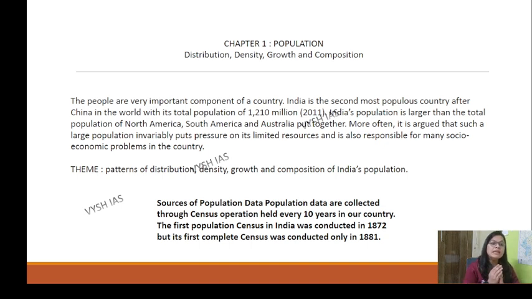As we are talking about geography, when population rises, it puts more pressure on the resources. Like first these 10 resources were available for 10 people, now these 10 resources are available for 20 people. I'm not doubling the things, it's just an example. So the theme is the pattern, distribution, density, growth and composition of India's population.